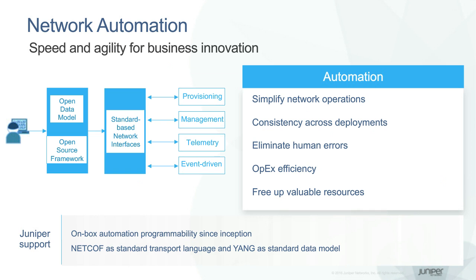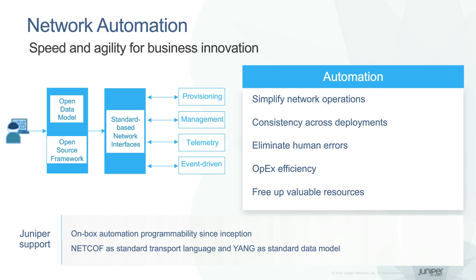Network automation addresses many of the market dynamics and challenges we discussed earlier. A programmable network automation solution based on open source framework and open data models, coupled with standard network interfaces, can effectively streamline networking tasks, including network device provisioning, management, and operations. Network automation simplifies operation, eliminates human errors, and frees up valuable resources while improving overall operational expenditures.